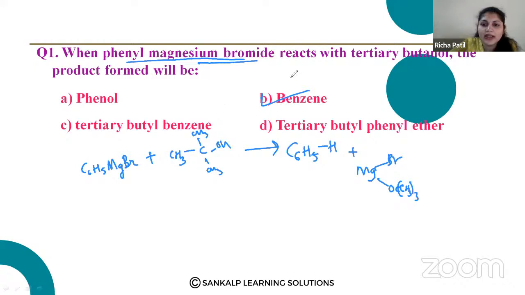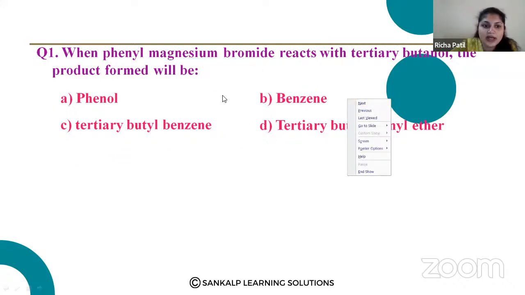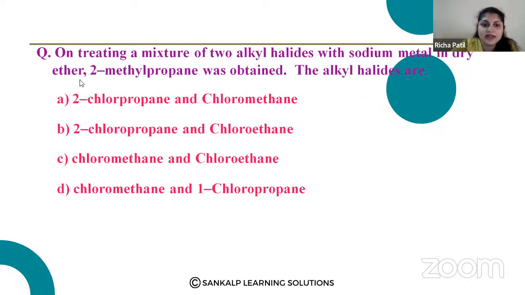Organometallic compounds. So see, what is that? For example, this phenyl is an organic compound, right? Metal is present. Mg is a metal. So an organometallic compound is nothing but your Grignard reagent. So Grignard reagents are said to be organometallic compounds. So the correct answer is your benzene. So this is the reaction.